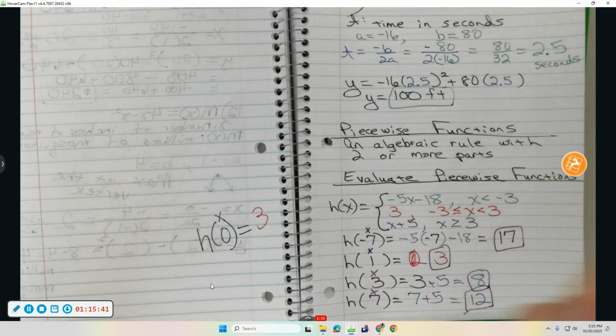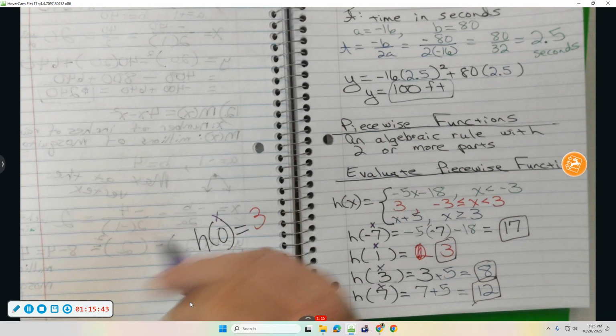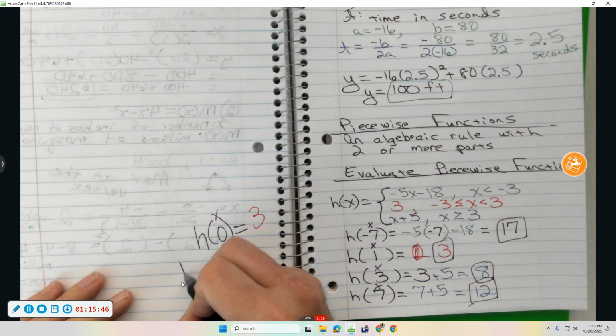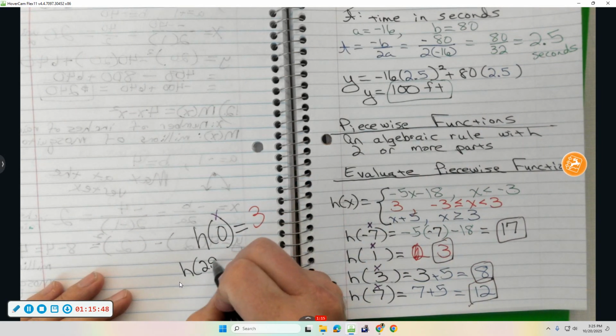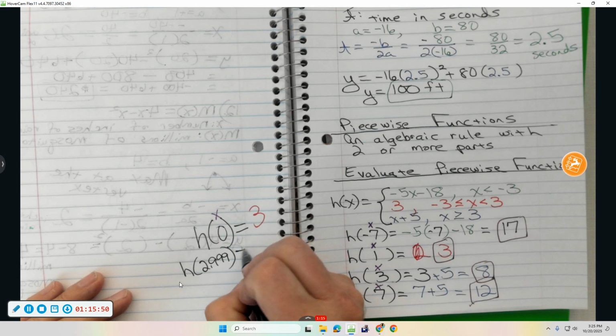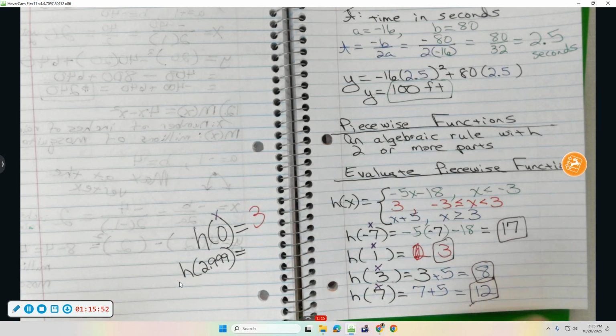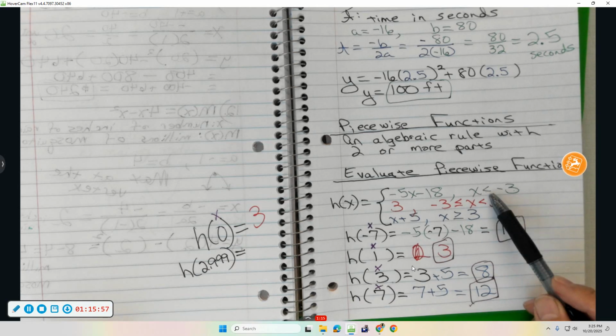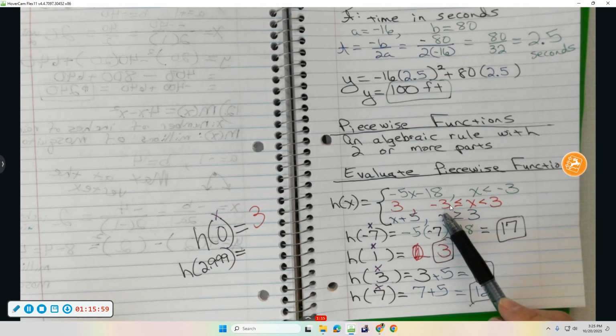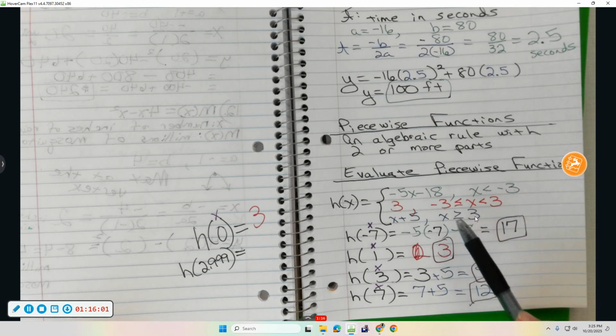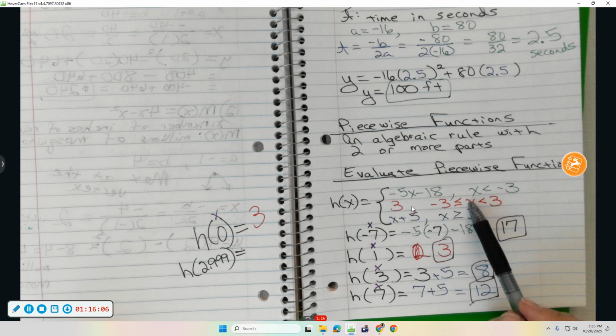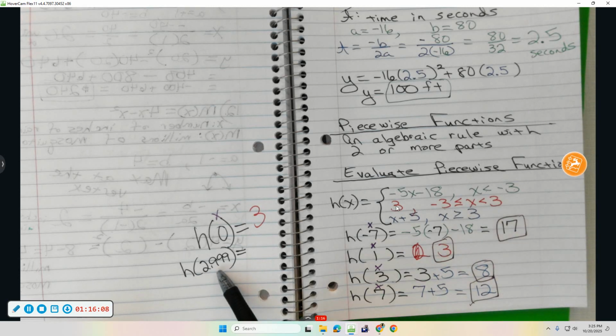2.999? Okay, how about that? H of 2.999. Is 2.999 less than -3? Is it between -3 and +3? Or is it bigger than +3? It's still between. To the naked eye, 2.999 would look like 3 on the x-axis.